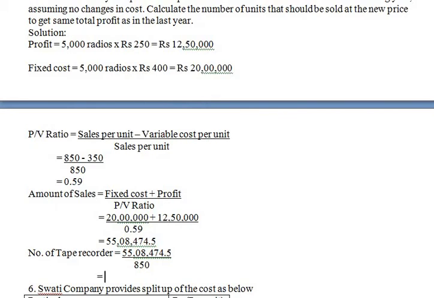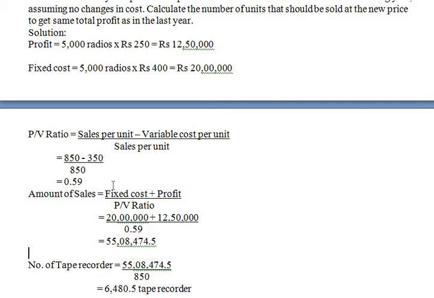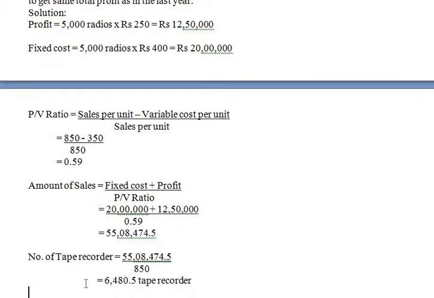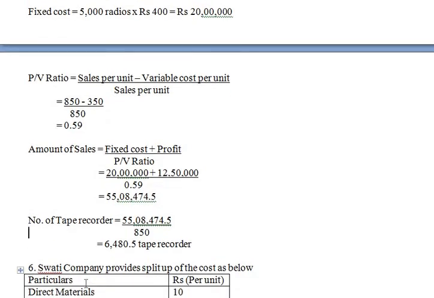So that is equals to 6,480.5 tape recorders. Okay, hope this problem is clear to everyone. So what we have done: we have calculated first profit, then fixed cost, then PV ratio, and then amount of sales, then how many tape recorders they have sold. So they have sold 6,480 tape recorders. Okay, so go through the problem and solve it.